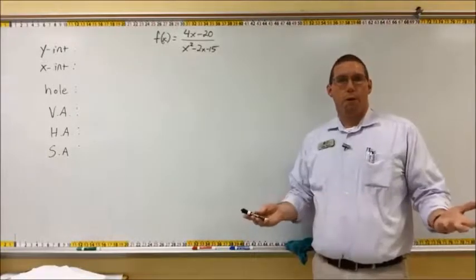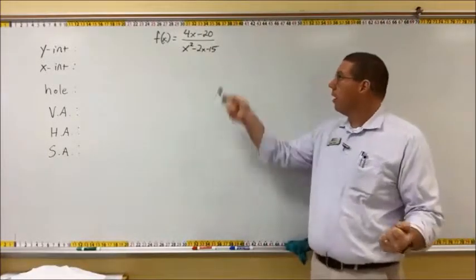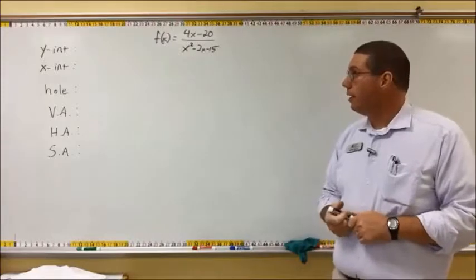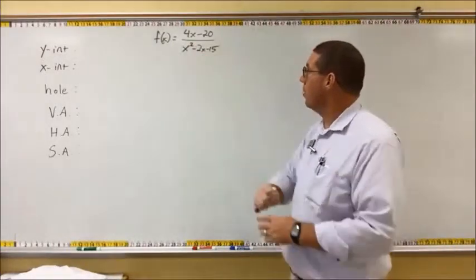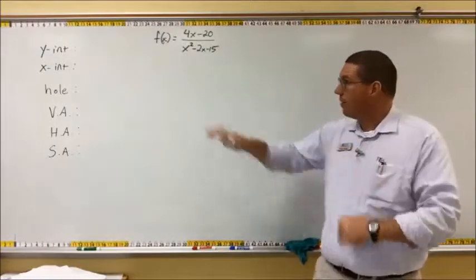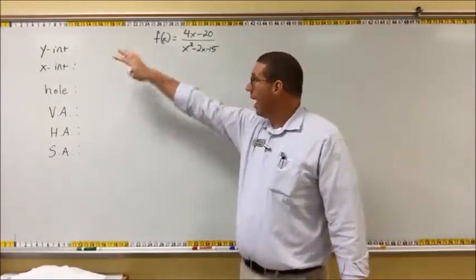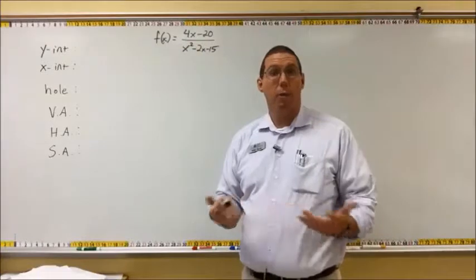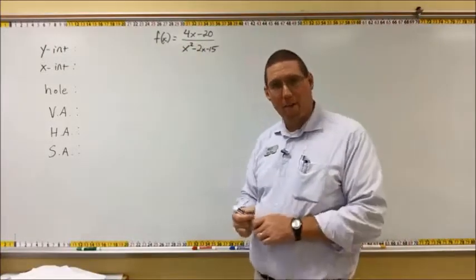All right, folks, what we're going to do is graph another rational function here. I've got this 4x minus 20 over x squared minus 2x minus 15. We're going to identify all the qualities that we can about this rational function, and then we're going to graph them. We're going to graph them a little differently.